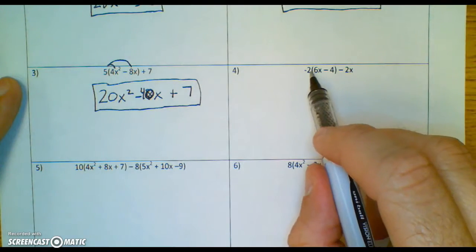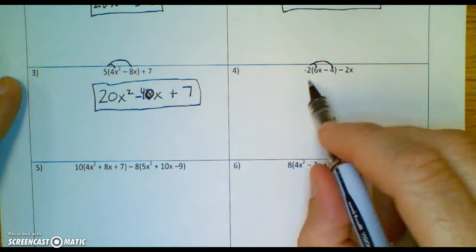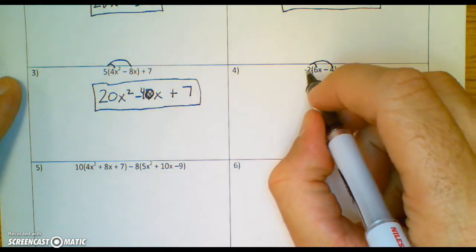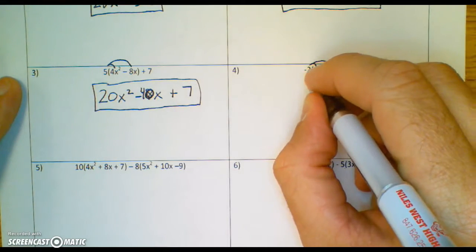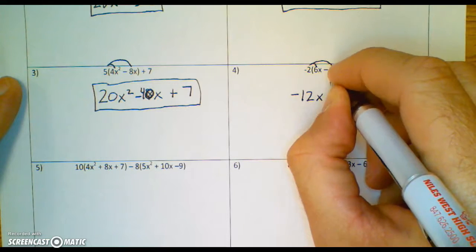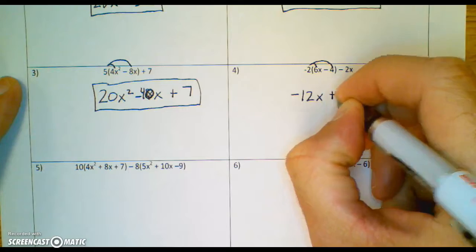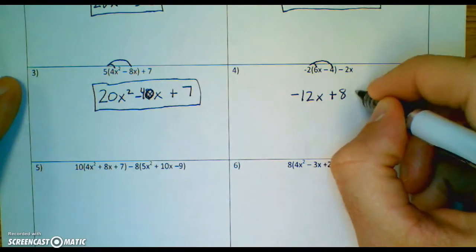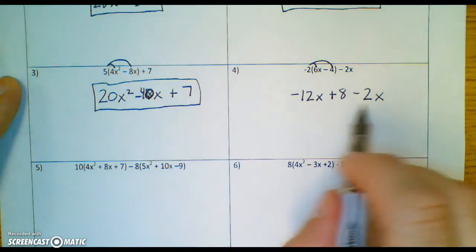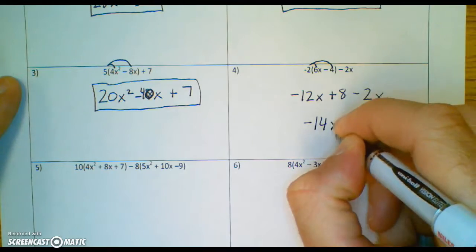Same thing in number 4. I'm only distributing this number to what's inside of the parentheses. I cannot distribute this to this one. It is not inside parentheses. So negative 2 times 6x is negative 12x. And negative 2 times negative 4 is positive 8. Be careful with negatives. 2 negatives make a positive. This number's on the outside of the parentheses, so I just rewrite it. And here, I can combine like terms. Negative 12x minus 2x is negative 14x plus 8.